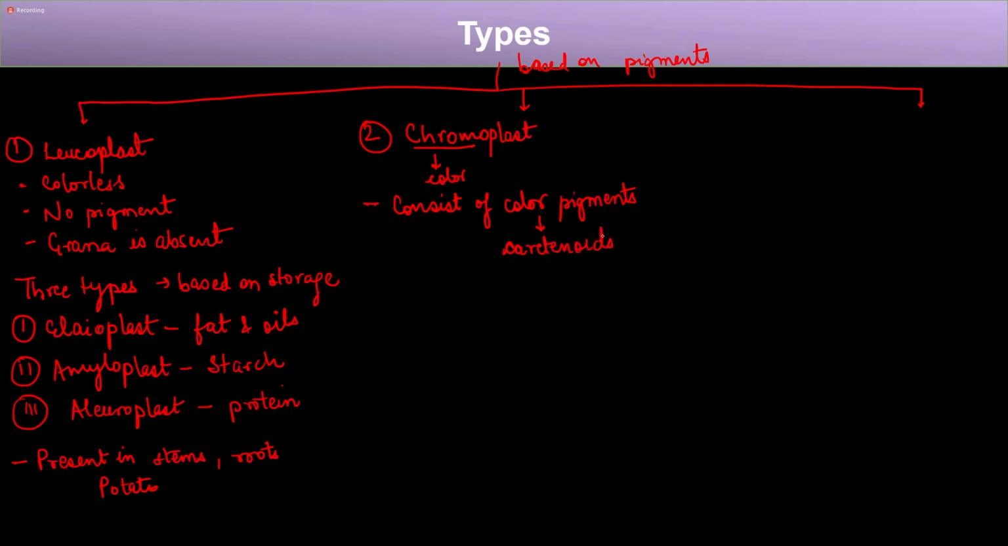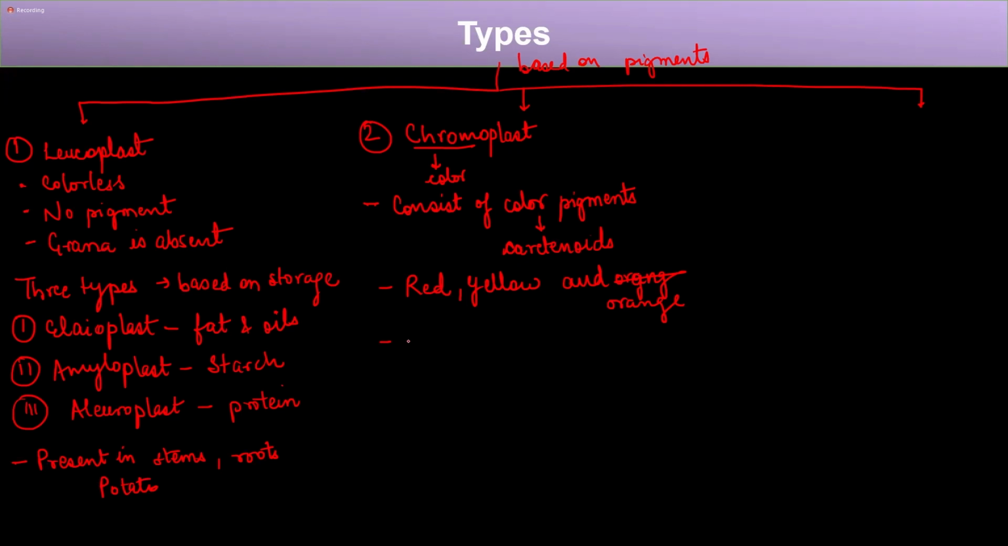So the color pigments present in a chromoplast are known as carotenoids. And these carotenoids give different colors such as red, yellow, and orange. And chromoplasts are present in which region of a plant? They are mainly present in the aerial part of the plant, the part of a plant that is above the ground.